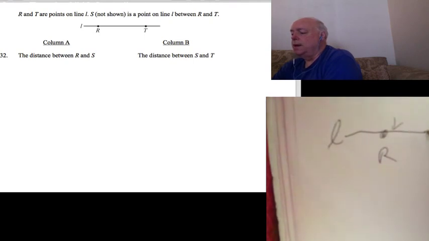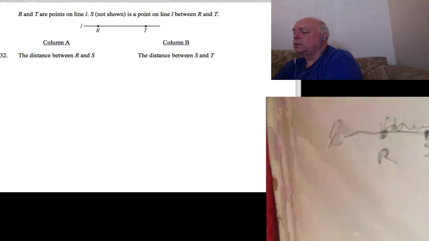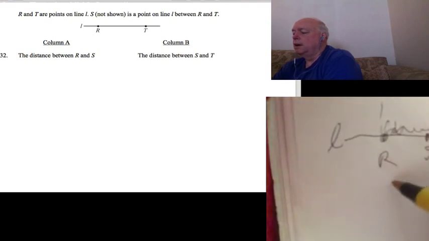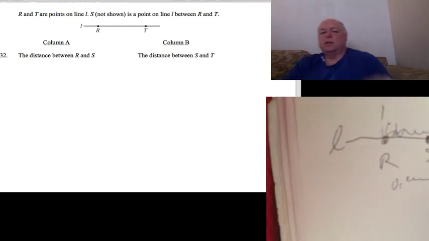Up to, but not including, R and not including S. So if R might be 1, it could be 0.999999, right? And if T is 2, it could be 1.999. It could also be 1.5, all right? So we don't know. It's just in the middle there.